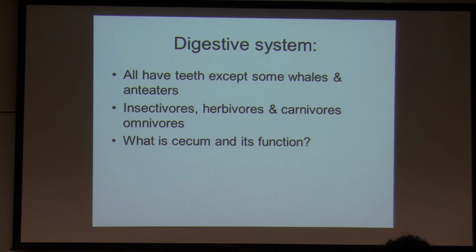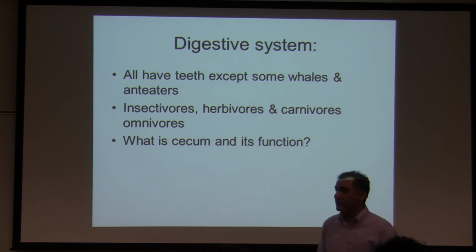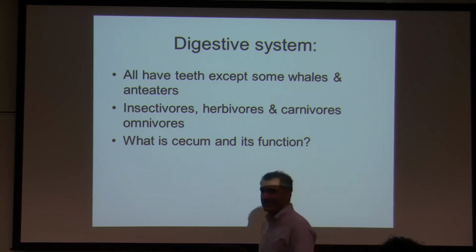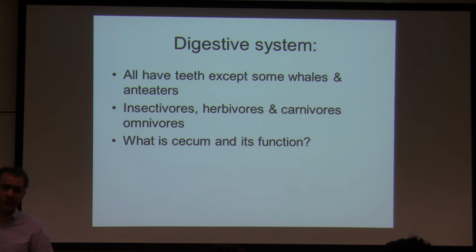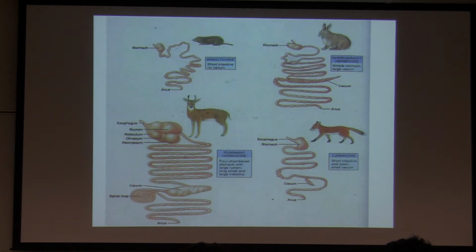What is the cecum and its function? The cecum is a portion of the digestive system that can store food. Not all animals have them. We have a small cecum pouch right at the end of our large intestine, but really they store food for the animals.